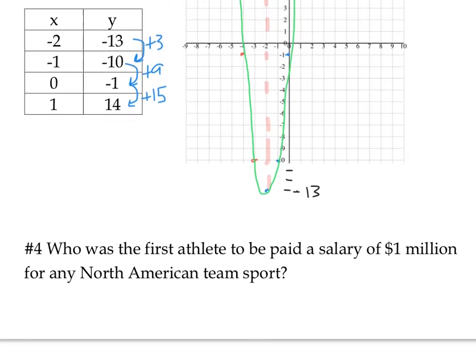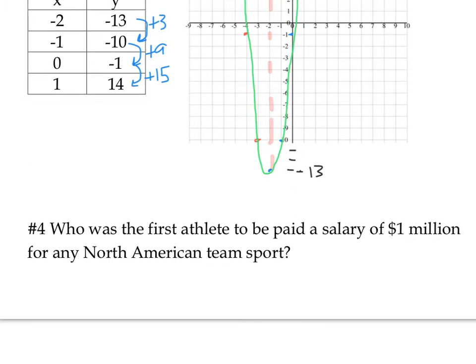All right, next question. Somewhat math related because there's money involved. But who was the first athlete to be paid a salary of $1 million for any North American team sport? So you think back to all the great baseball, basketball, football players, maybe a hockey player. Who was the first one that got paid $1 million for a single season in any North American team sport? It was in the 70s.